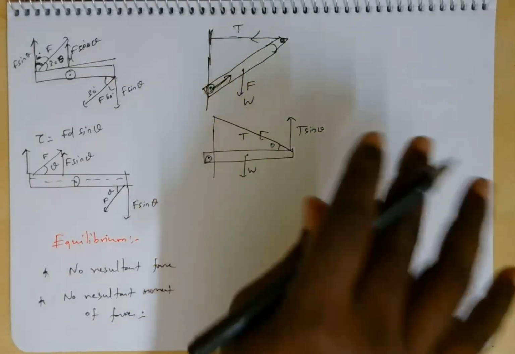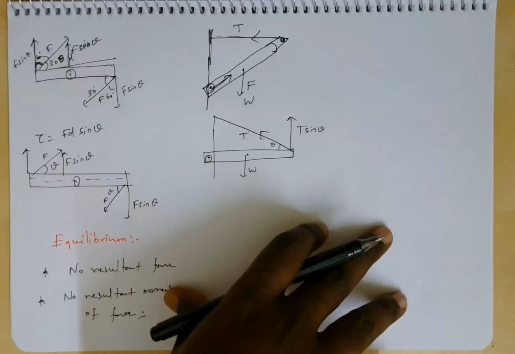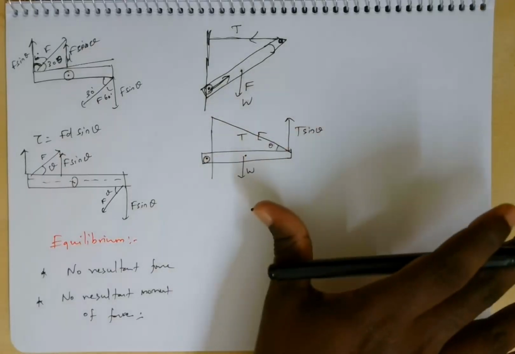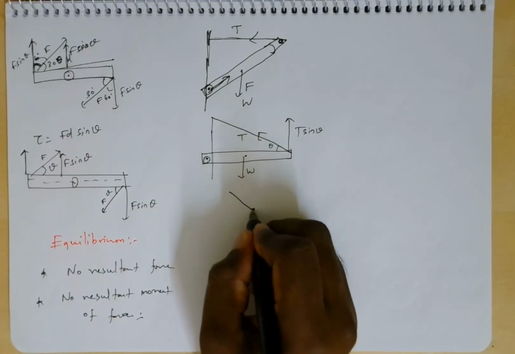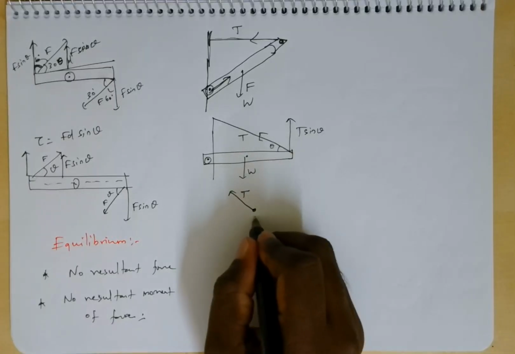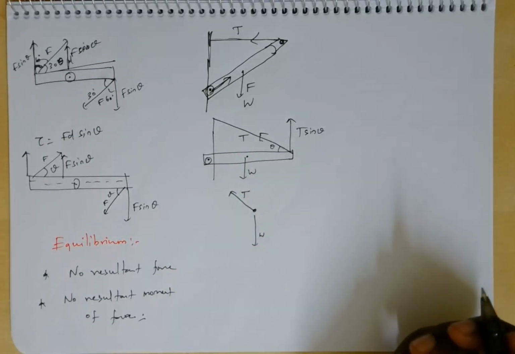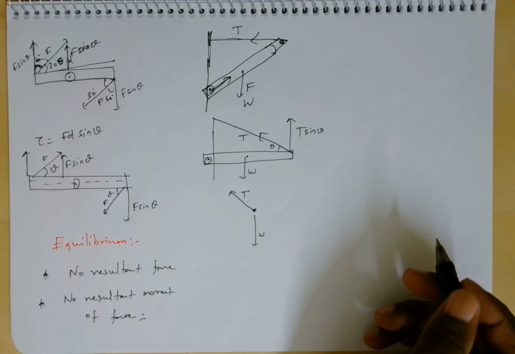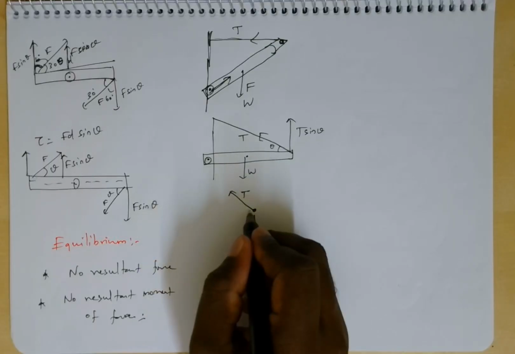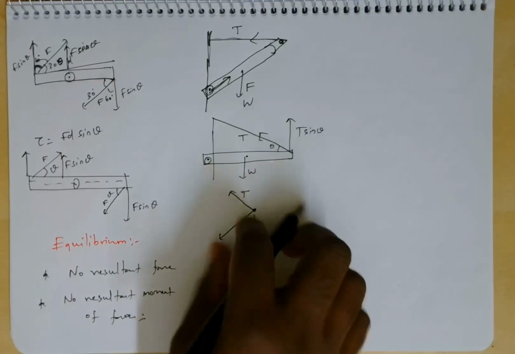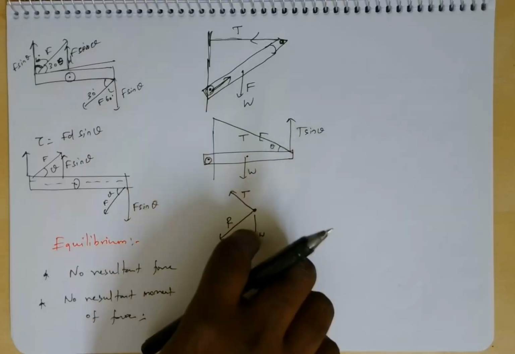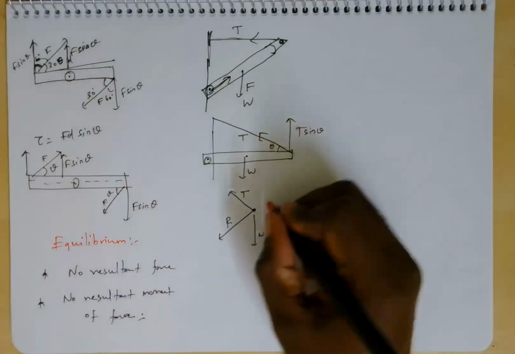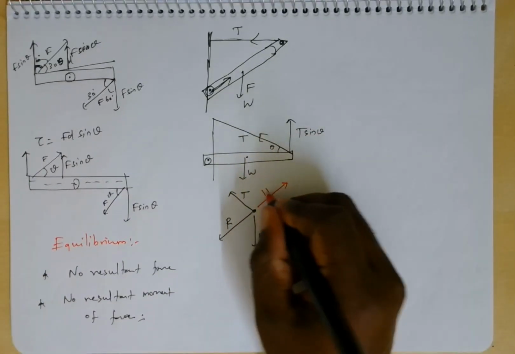Now if you want to draw the vector diagram for these forces, we take one point, then we try to draw the vector diagram. T is acting in this direction, W is acting in this direction. So what will be the resultant force of these two? This is the resultant force. But if this is the case, the entire system will move in this direction. So the hinge should balance with the opposite force in this direction. This is what the hinge will provide.